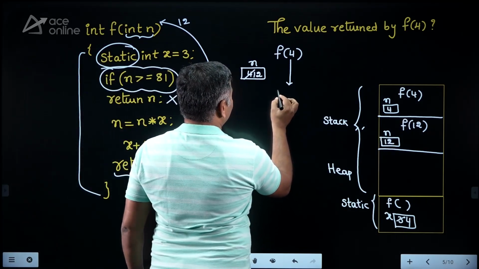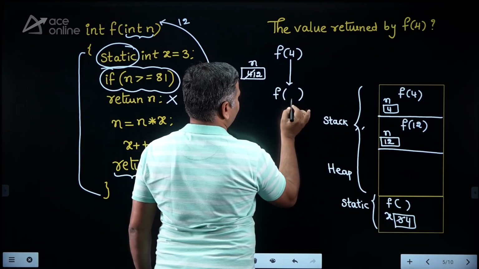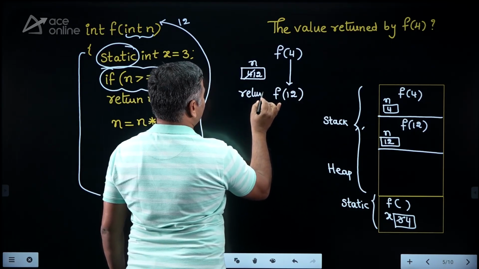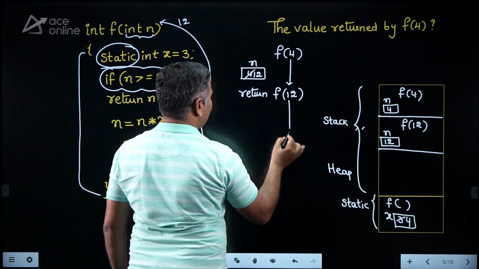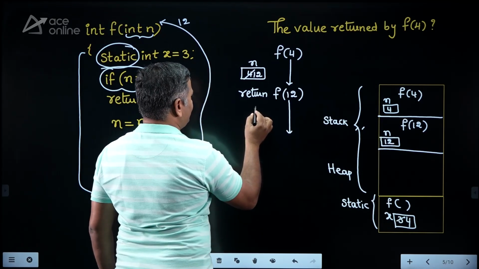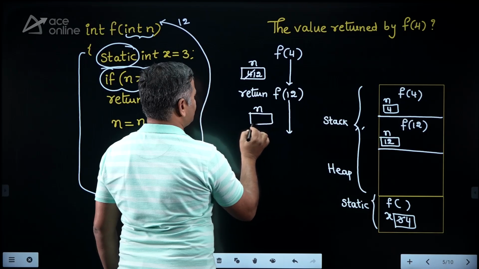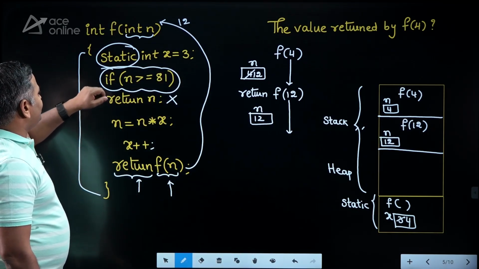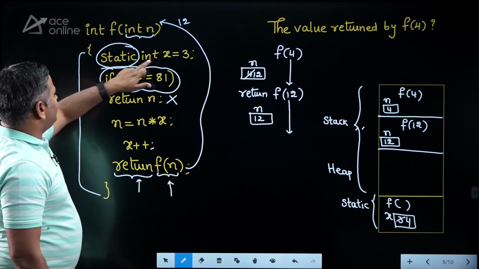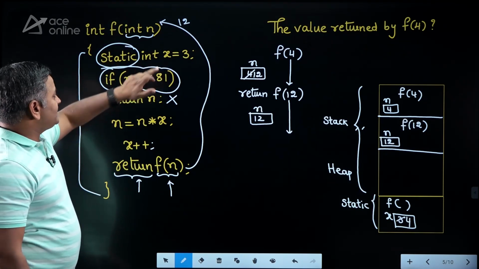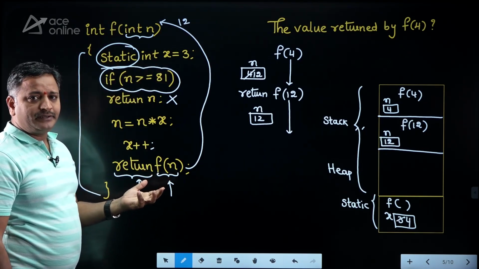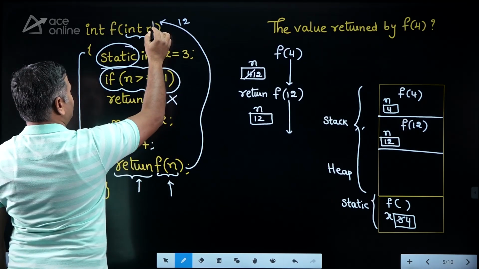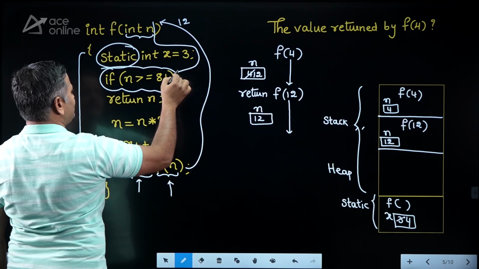So it is calling f of 12. The return statement will be executed afterwards. Now if I call this function, again a new variable n will be created, n is equal to 12. Then static int x equals 3, but a static variable is created only one time. Therefore, it is not recreated or reinitialized, so it will skip this line and execute the next statement.